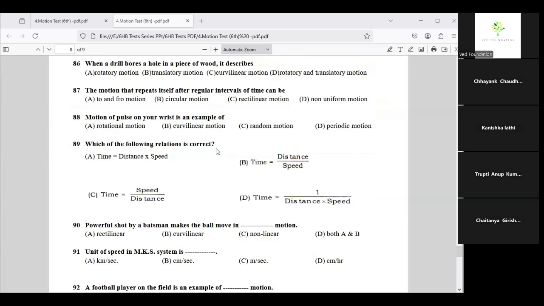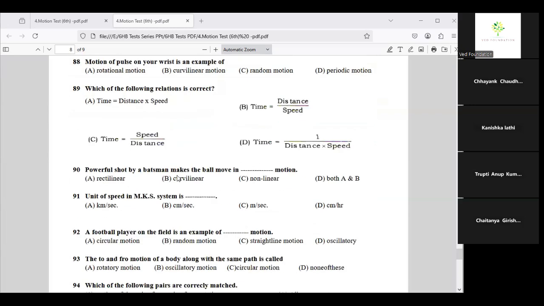89. Which of the following relations is correct? Time is equal to distance into speed. No, that is not correct. Time is equal to distance upon speed. Yes, that is correct. So for 89, the correct answer is option B. Time is equal to distance upon speed.